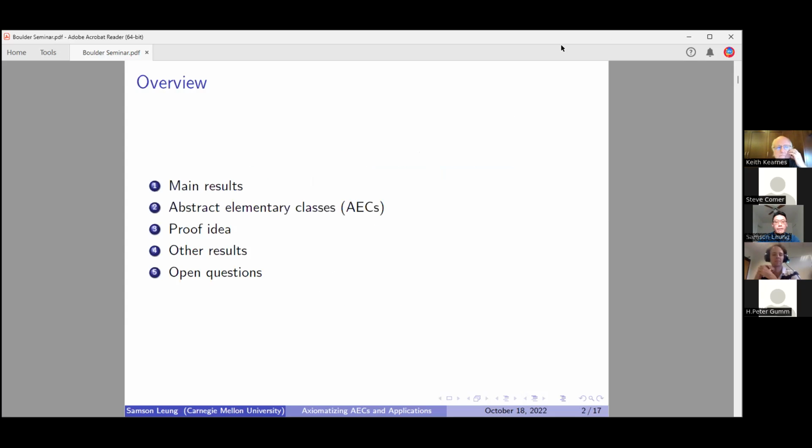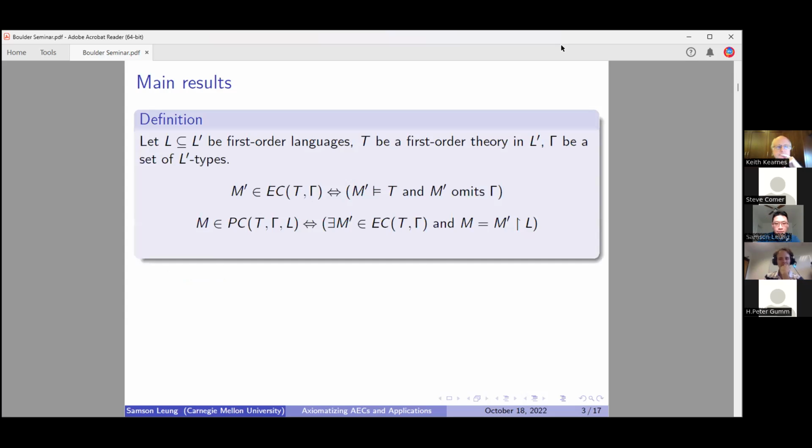So the overview of my talk is that I will present the statements of the main results. So I'll give you what I proved in my papers. And then I will describe the axioms of AECs. Since Marcus has already described the axioms briefly last week, I'll go through that quickly. And then I'll go through the proof idea of one of the theorems. If there's still time, I'll go through other results and talk about open questions. If you have any questions, just stop me when I'm talking.